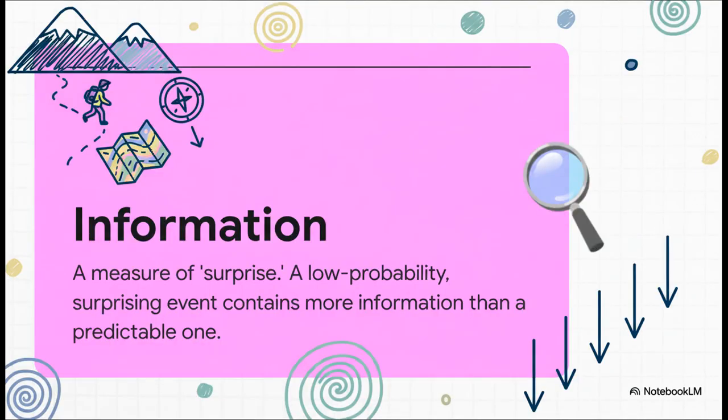So to really get cross-entropy, we got to start with this idea of information. Now, in this context, information is really just a measure of surprise. Think about it. If I tell you the sun is going to rise tomorrow, that's not surprising at all, right? It contains basically zero new information. But if I tell you it's going to rain frogs tomorrow, well, that's an extremely low probability event. It's super surprising, and because of that, it is packed with information.